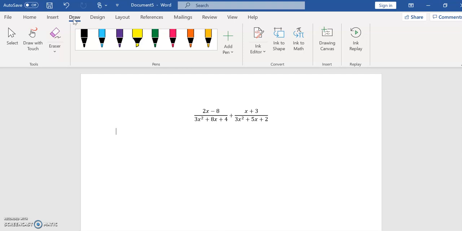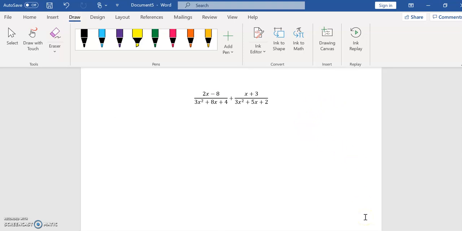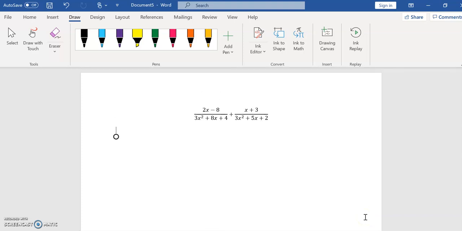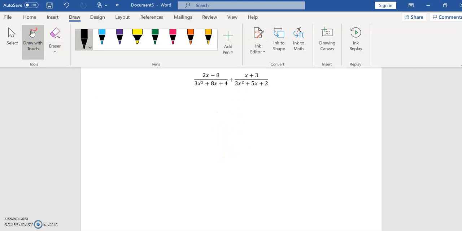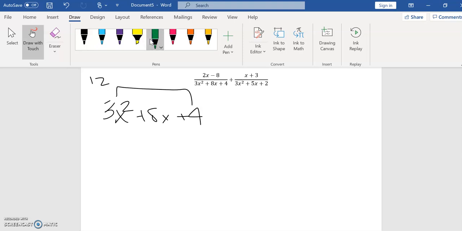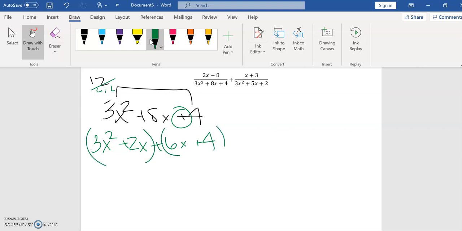So I'm going to start here, and a lot of times I use a completely separate piece of paper, but here I'm going to kind of jump around just because I don't want to go back and forth. So here on this first one, I have 3x squared plus 8x plus 4. And then my AC term is 12, okay? And I need the pair that adds to 8, which is going to be 6 and 2. So 3x squared plus 2x plus 6x plus 4. Then I'm going to factor by grouping.